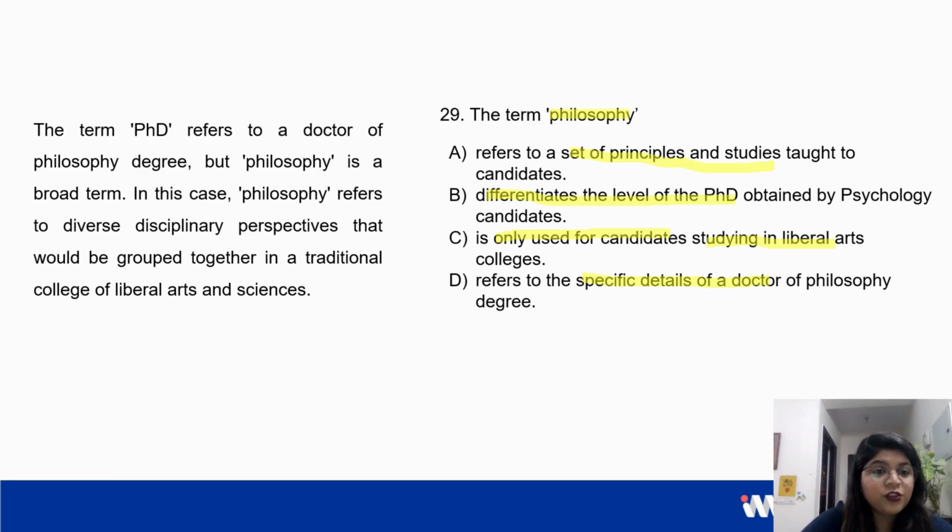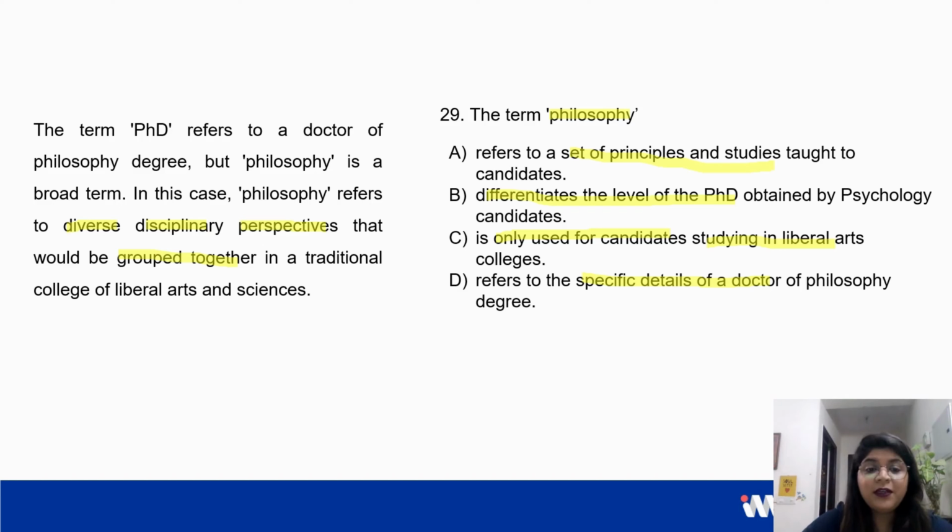Come back to the passage. The term PhD refers to a Doctor of Philosophy degree, but philosophy is a broad term. In this case, philosophy refers to, it means we are going to find our answer here only. So it refers to diverse disciplinary perspectives that would be grouped together in a traditional college of liberal arts and sciences. Now, after reading this, what can you understand?